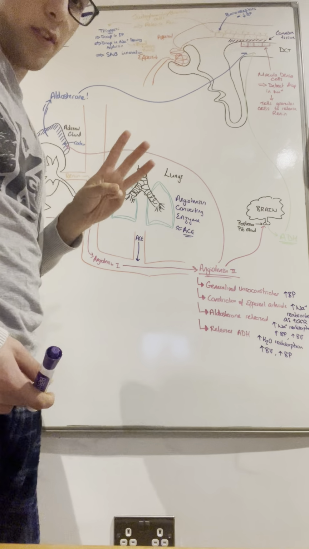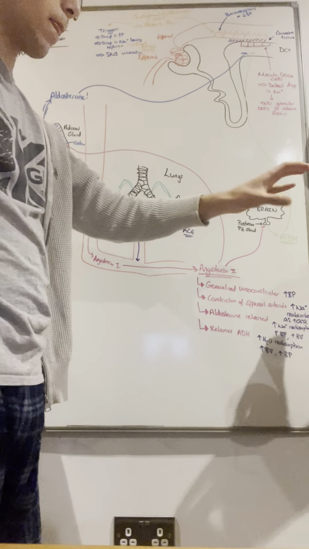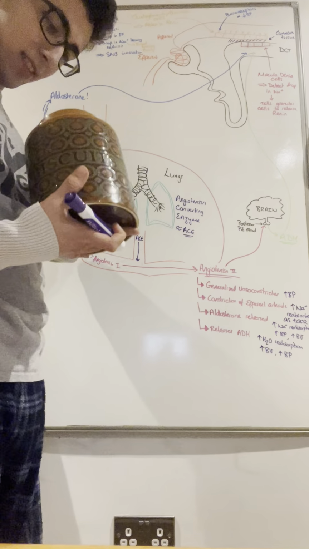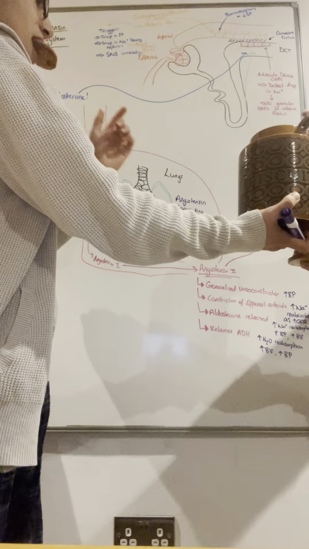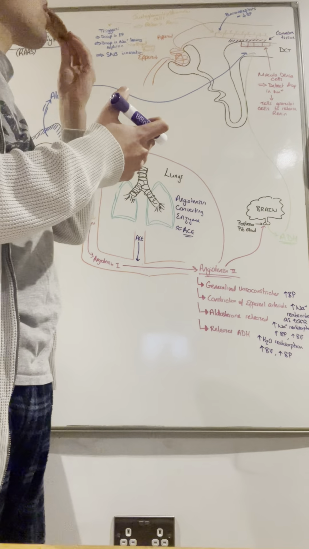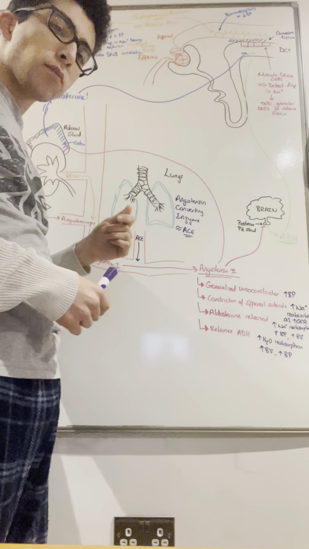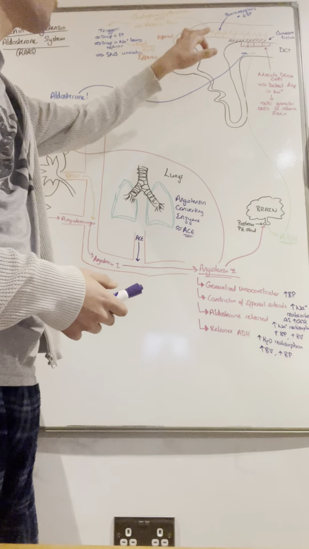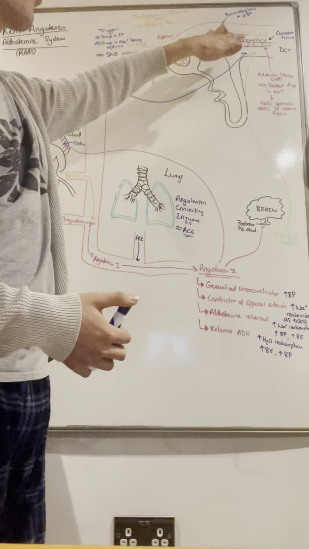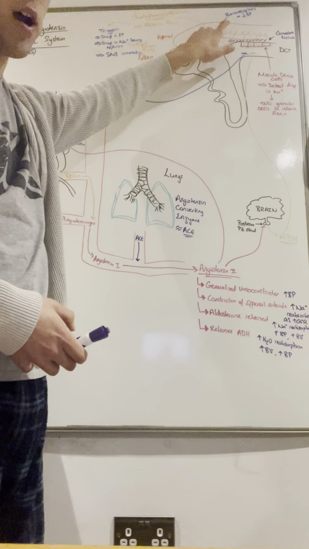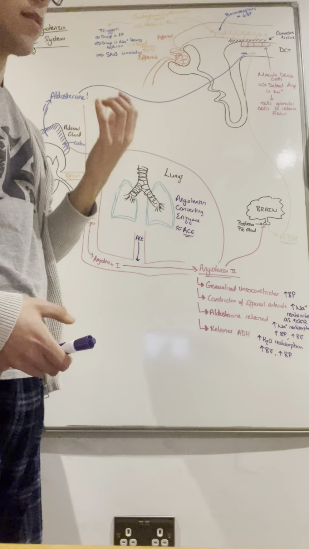So we've got 3 triggers for renin release. We've got a drop in blood pressure, so that'll be noticed by our baroreceptors. Our granular cells will detect our drop in blood pressure.